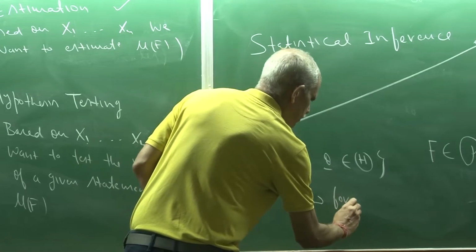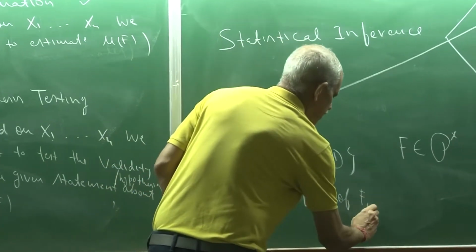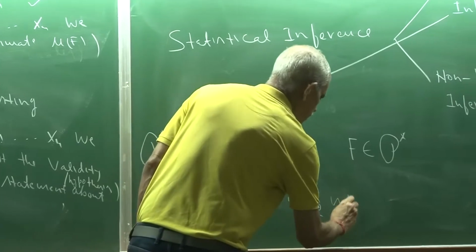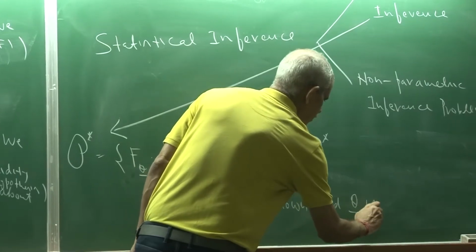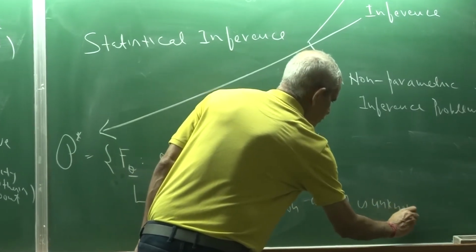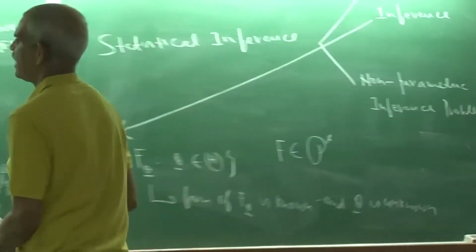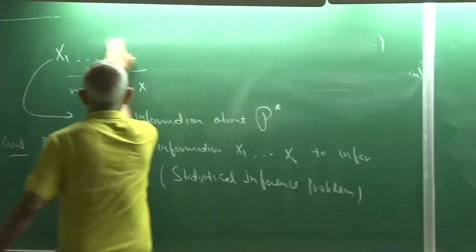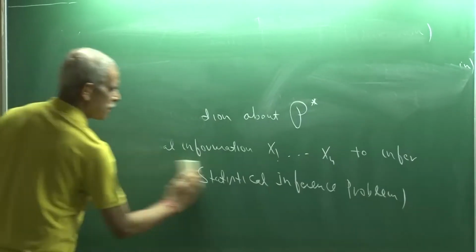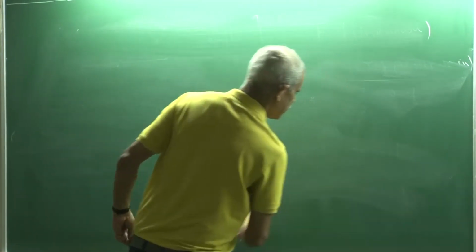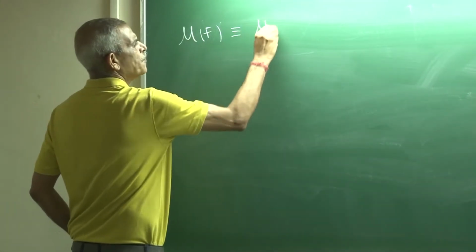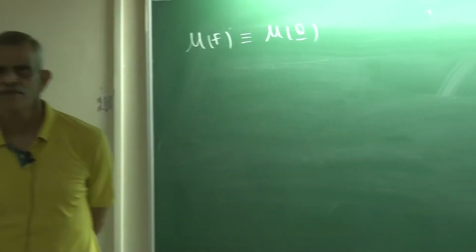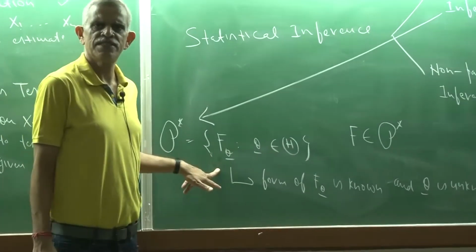Form of f theta is known. So, when I say form, it means functional form, and theta is unknown. So, in this case, what you are interested in is your mu of f, which can be written as mu of theta, because the functional form of f theta is known. The only thing which is unknown is theta.